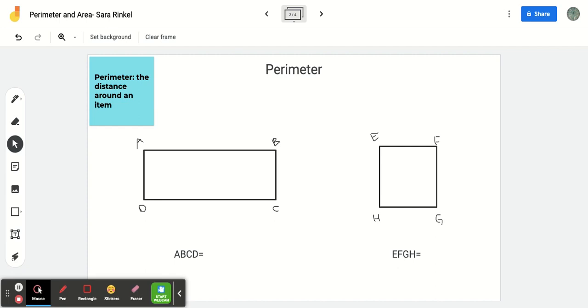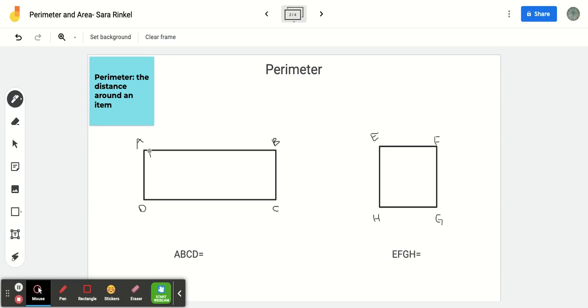Perimeter is the distance around an item, which can basically be like a frame around a picture or a fence around your garden. So here we can see that we have a rectangle and a square. So we're going to be finding the perimeter of these two shapes.